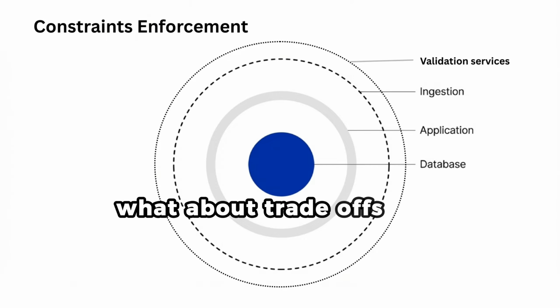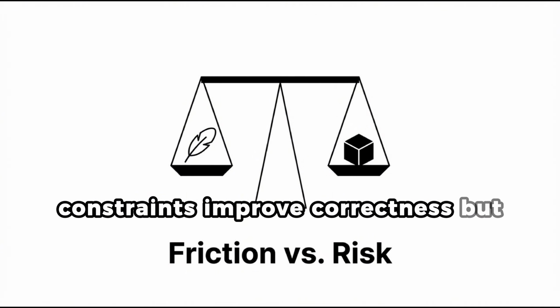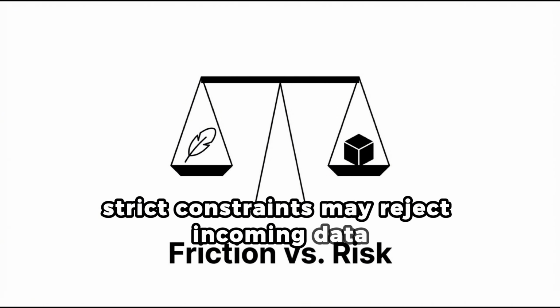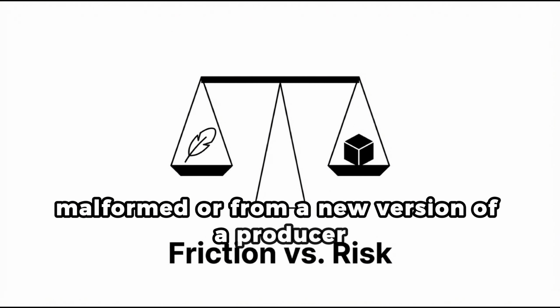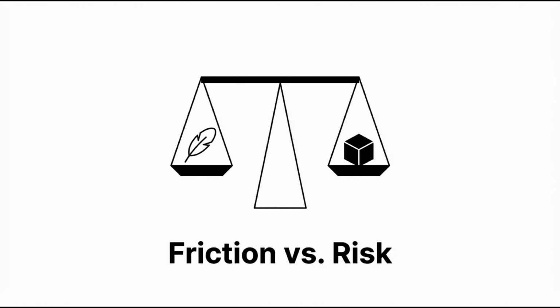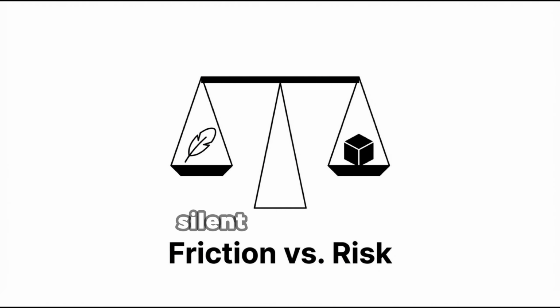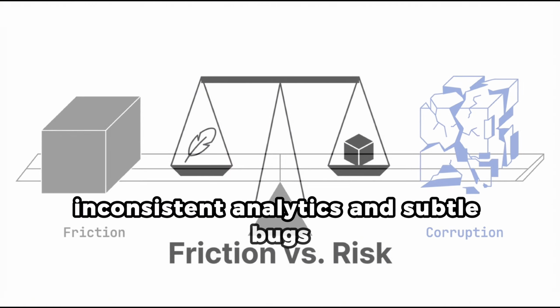What about trade-offs and operational impacts? Constraints improve correctness, but introduce friction. Strict constraints may reject incoming data that is late, malformed, or from a new version of a producer, requiring coordination. Conversely, lax constraints increase downstream risk, silent corruption, inconsistent analytics, and subtle bugs.